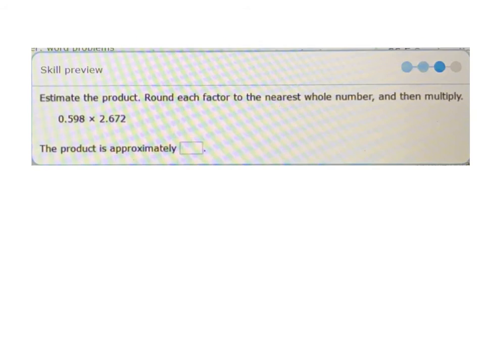Pretty straightforward. In this example, it says estimate the product, round each factor to the nearest whole number, and then multiply. So 0.598, or 0 and 598 thousandths, simply rounds to 1. And 2.672, we only need to look at the 2.6, rounds to 3. So 1 times 3, our product is going to be approximately 3.